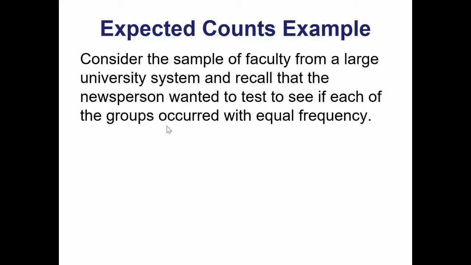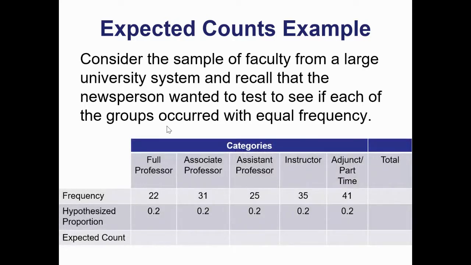So let's look at a sample of faculty from a large university system. This news person wants to test to see if each of the groups occurred with an equal frequency. So what are the groups? Well, our categories are whether they're a full professor, associate professor, assistant professor, just an instructor, or adjunct or part-time. Those are our categories. So how many do we have? There are 5 categories, so k is equal to 5.